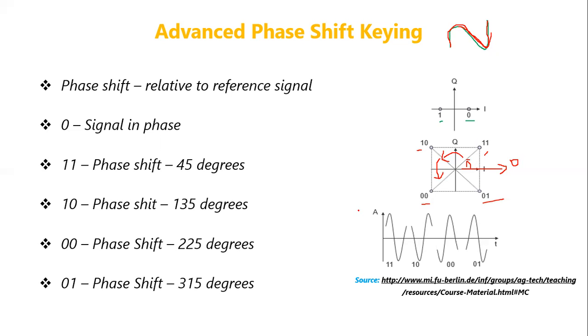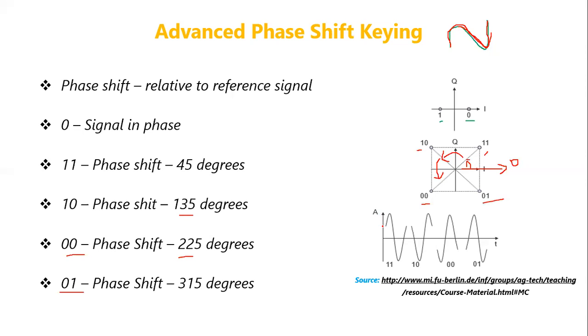Okay, so this is how the signals are transmitted. Whenever there is 11, there will be a phase shift of 45 degrees. Whenever there is 10, a phase shift of 135 degrees. Whenever we want to transmit 00, a phase shift of 225 degrees. Whenever there is 01, a phase shift of 315 degrees. And that was explained in this diagram.